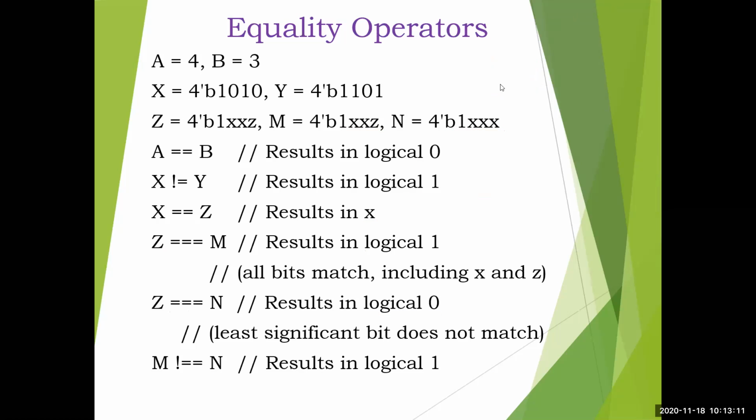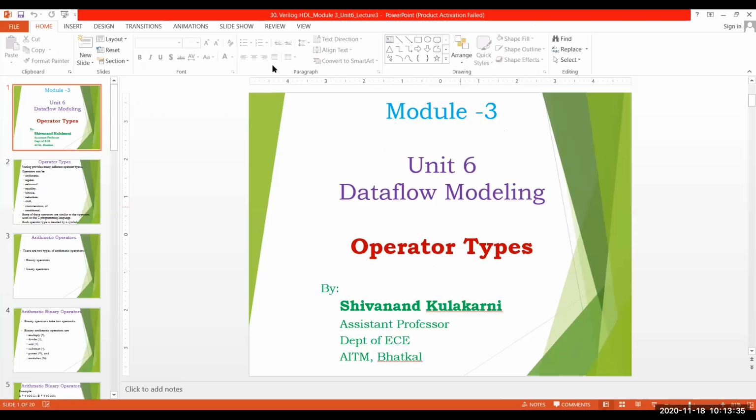So what we have seen: the operator types, arithmetic operators, binary and unary. Then we have seen logical operators, three operators: and, or, and negation. Then we have seen the relational operators: greater than, less than, greater than or equal to, less than or equal to. And then we have seen the equality operators. Okay, so there are more operators, so we will try to cover them in the next video.